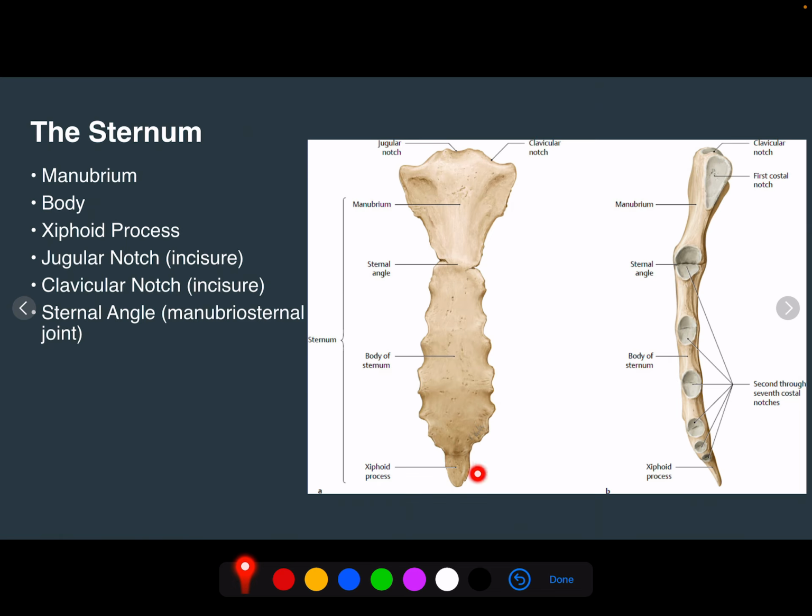We have our xiphoid process here, our jugular notch. All right, this is the central depression at the superior border of the manubrium, you can call it. You have your clavicular notch. This is where our clavicles articulate, the medial ends of our clavicles. And then we have our sternal angle here. Okay, this is going to be this transverse or horizontal ridge at the junction of the manubrium and the body of the sternum.